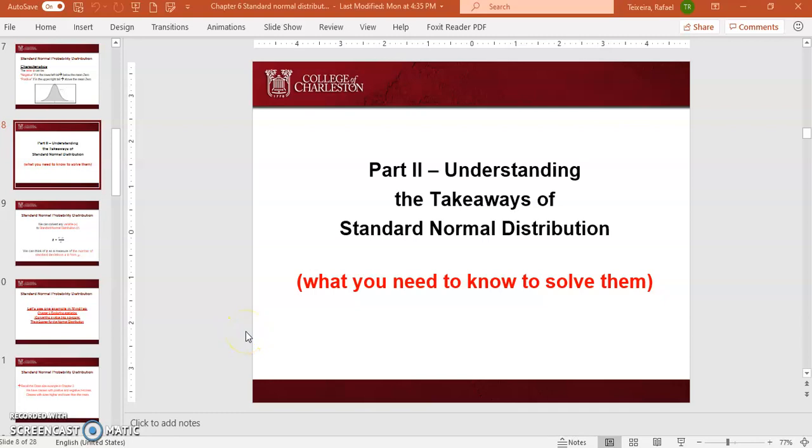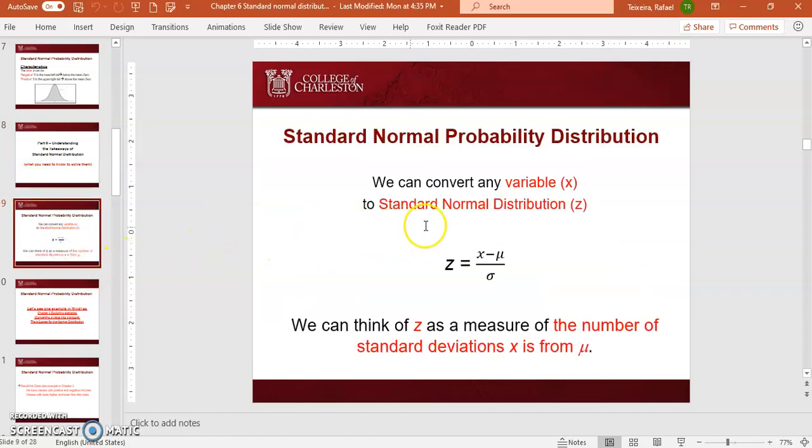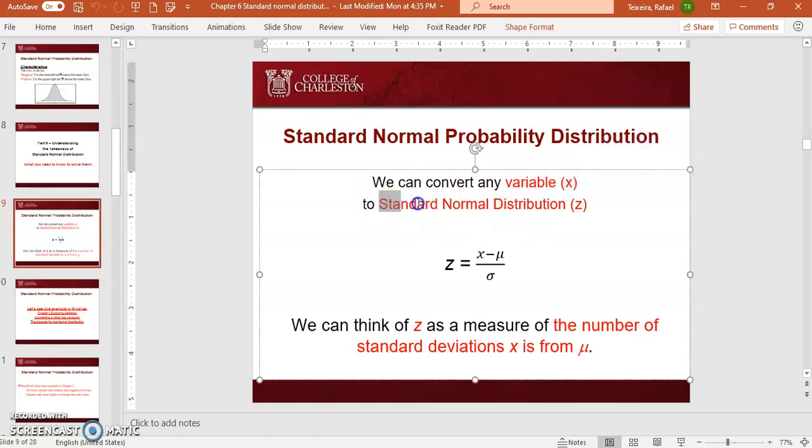Hi, in this video I'm going to talk about some additional concepts that are important to solve problems using the standard normal distribution. The first one is how to convert any variable into a standard normal variable, which is a z-score. Again, as a reminder, the standard normal distribution is the distribution of z-scores. So you can turn any variable into a z-score and then you have the standard normal distribution.